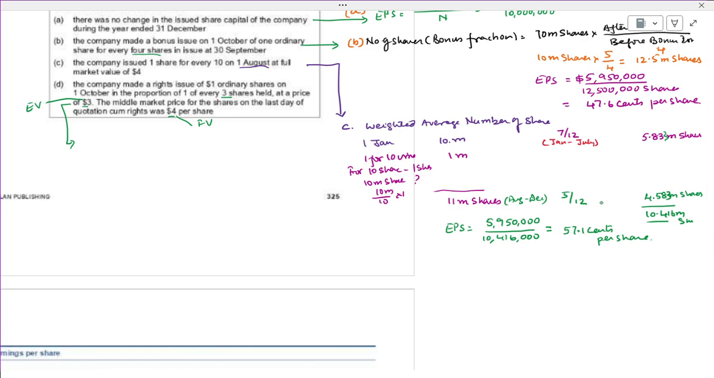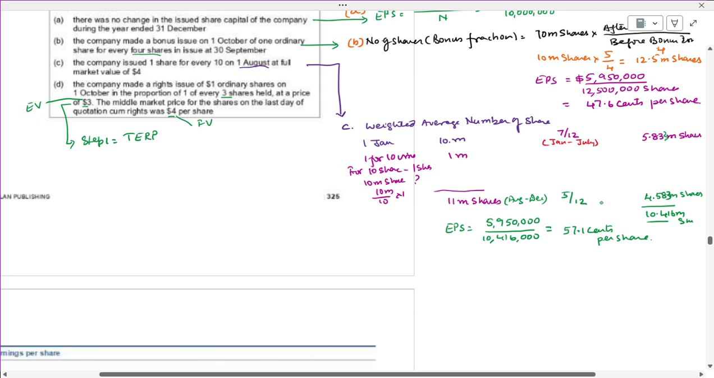Now, how many steps are there? 4. The first step is what? Step 1 is what? Theoretical ex-rights price, TERP. Okay. Multiple choice question, do it accordingly. Number of shares, price, value.